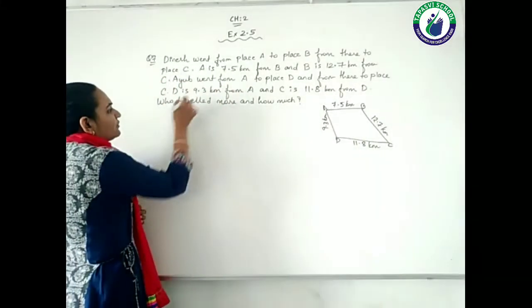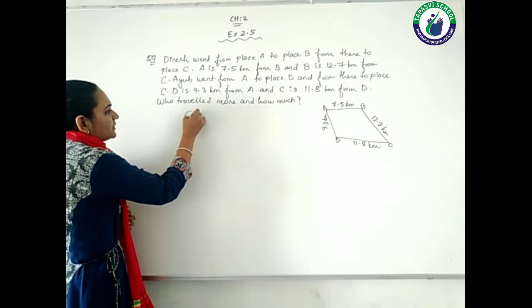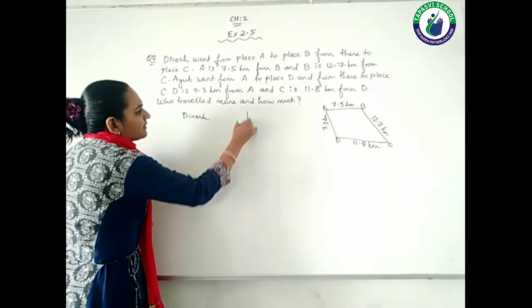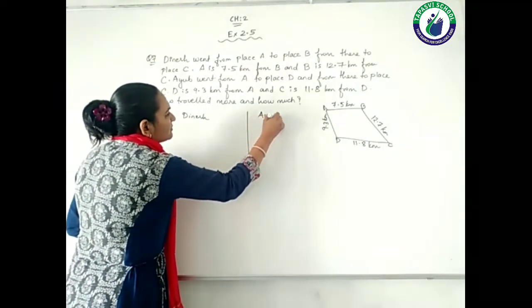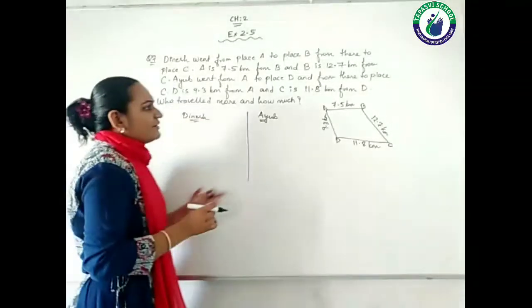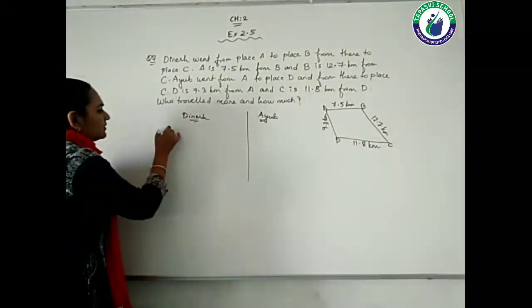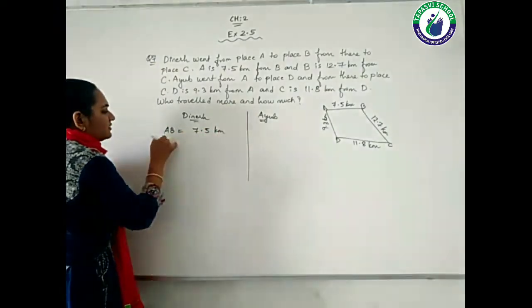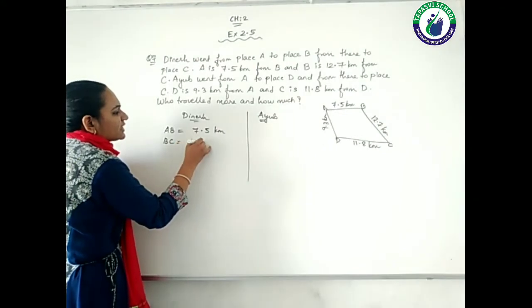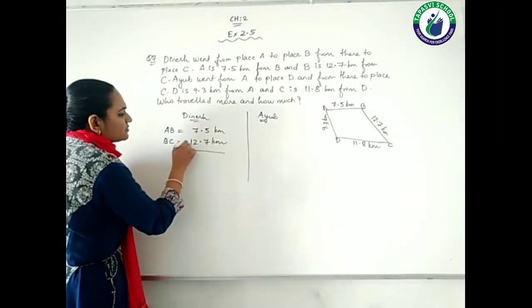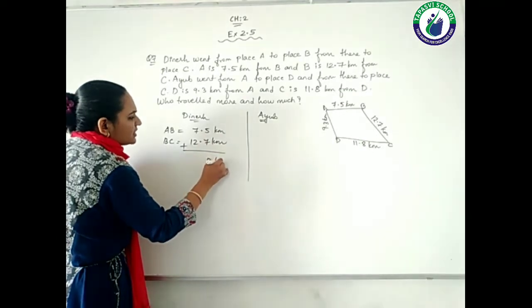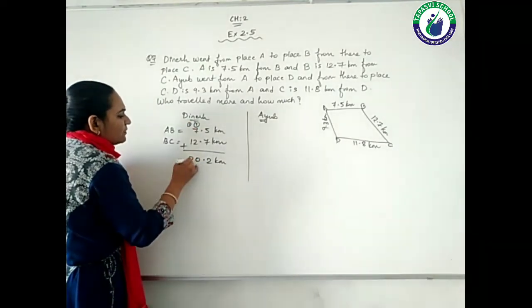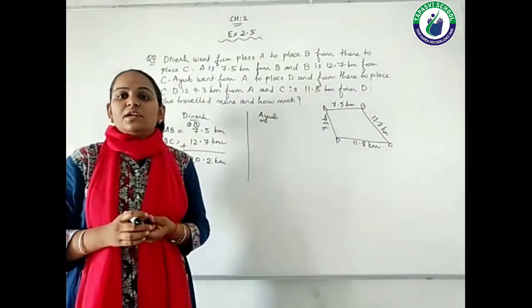So first I am calculating for Dinesh, students. I can make a part here like this, Dinesh, and here I am writing Ayub. So Dinesh traveling from A to B is 7.5 km. Then B to C is 12.7 km. Let's do the total to find out how much distance Dinesh has traveled. So 5 plus 7 is 12. So 1 plus 7 is 8, plus 2 again 10. So 1 plus 1 is 2. So Dinesh has traveled, students, 20.2 km.